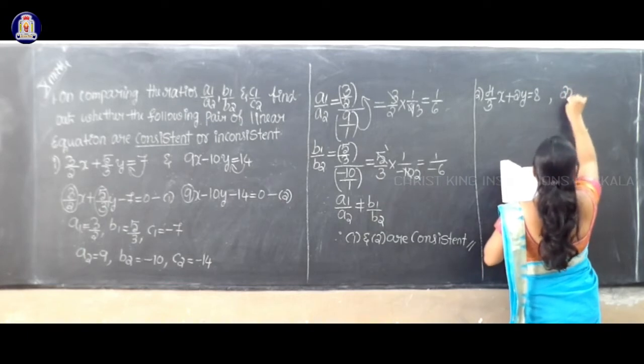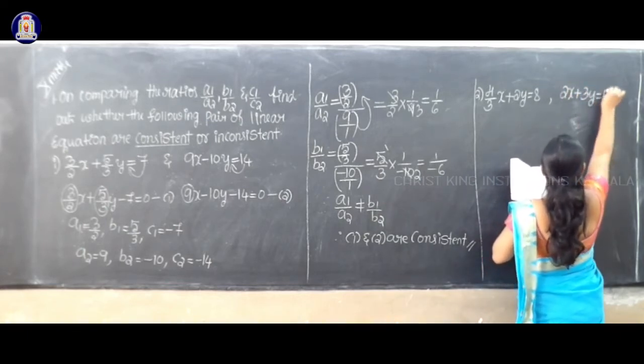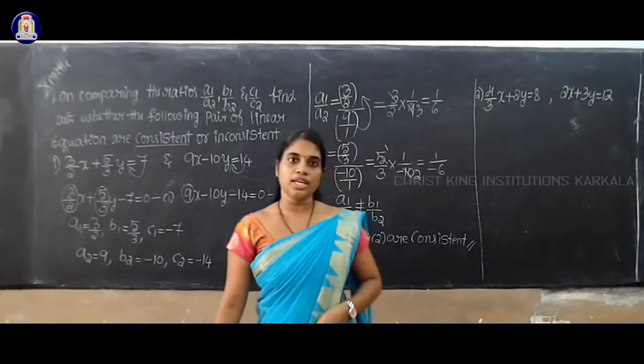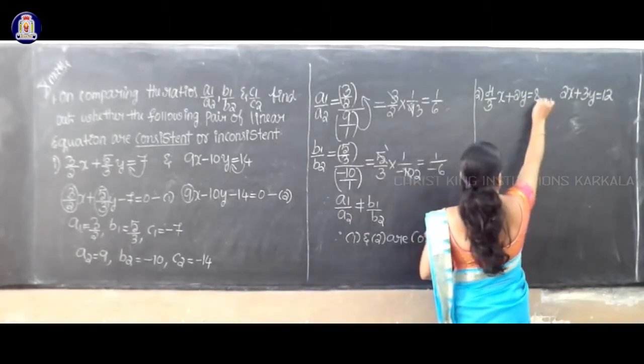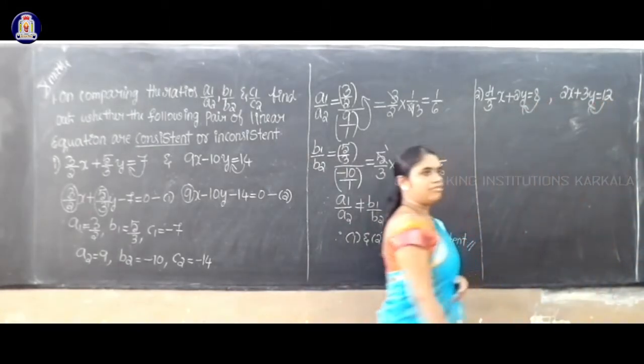2x plus 3y equal to 12. Okay, yes. So now first I will shift the constant term to the left hand side. Shift this 8 to the left hand side and shift this 12 to the left hand side.